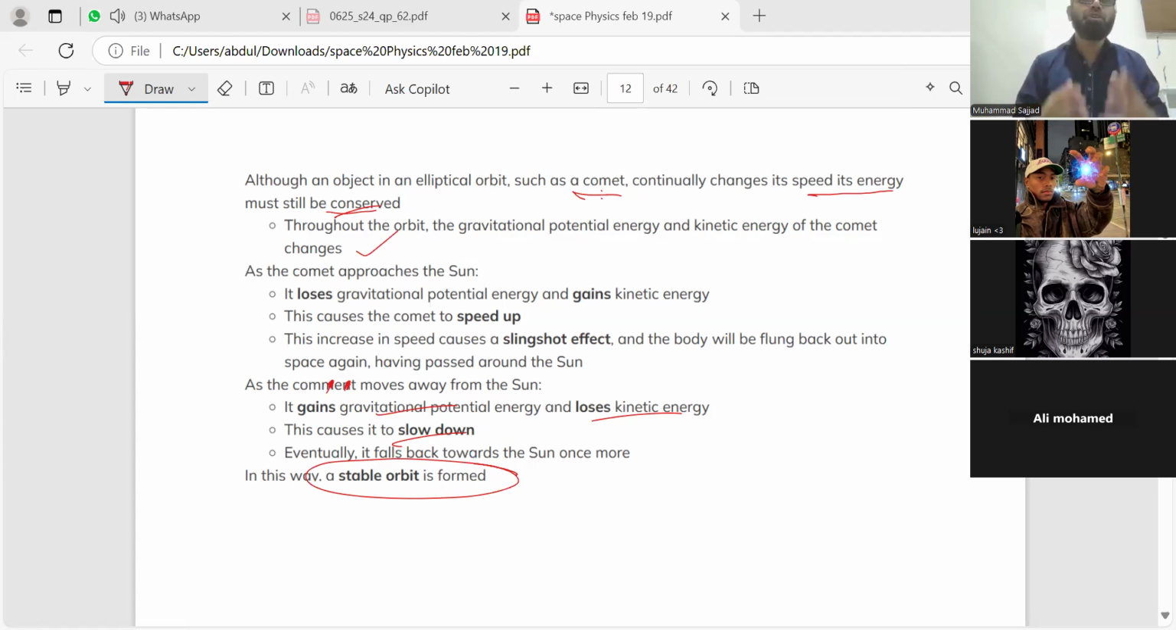And if there is a question on how a stable orbit is formed, you will write all these things in your own words: when a body is closer to the sun, or even the Earth, let me say, speed will be maximum, gravitational potential energy will be minimum, and kinetic energy will be maximum, but the total energy will be conserved. So the stable orbit will be formed. If any one of you has any question here, feel free, you can ask me now.